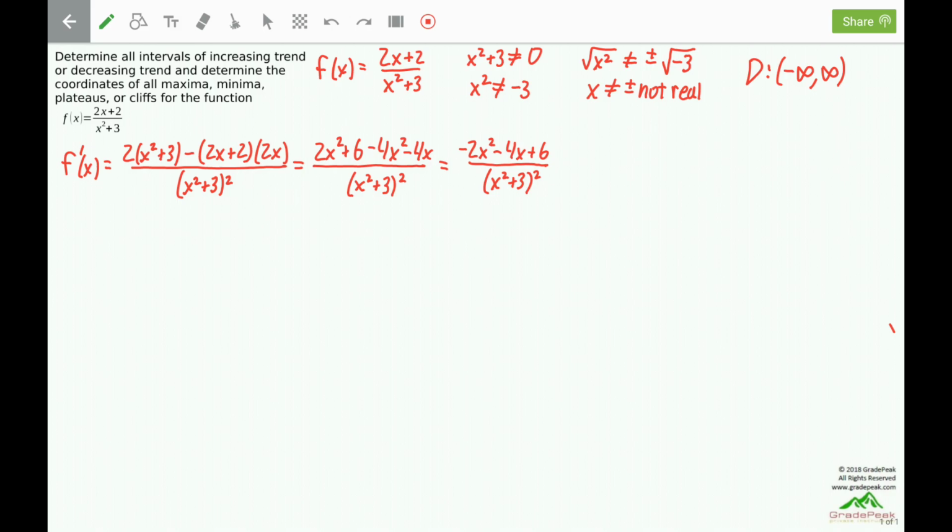We want to fully factor the first derivative. There is a common factor of 2 in the numerator. We will also bring a negative out with it since we have a trinomial quadratic. It will make the x squared coefficient become positive. It'll be a positive 1x squared, a positive 2x, and a negative 3, all over the denominator.